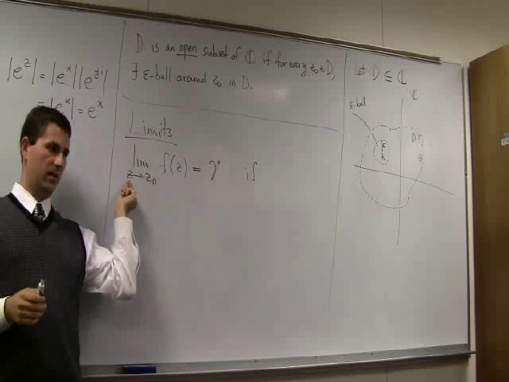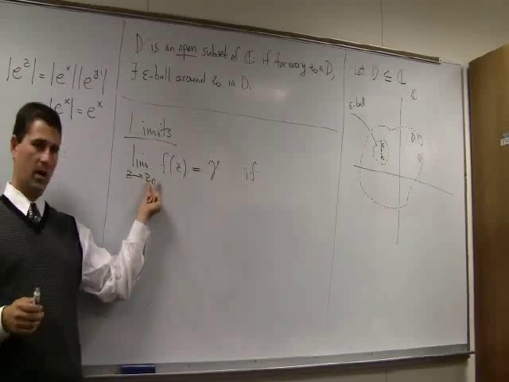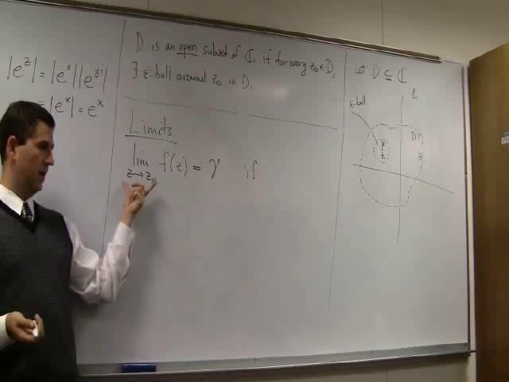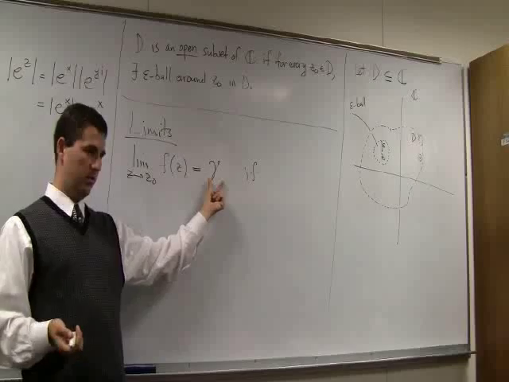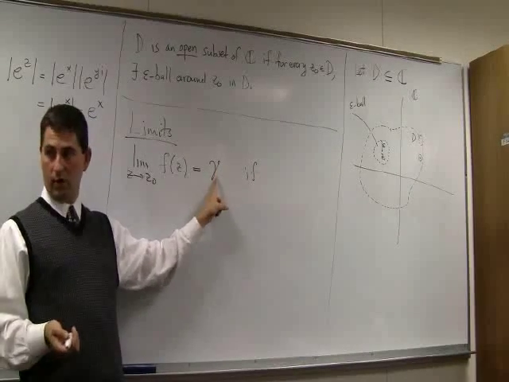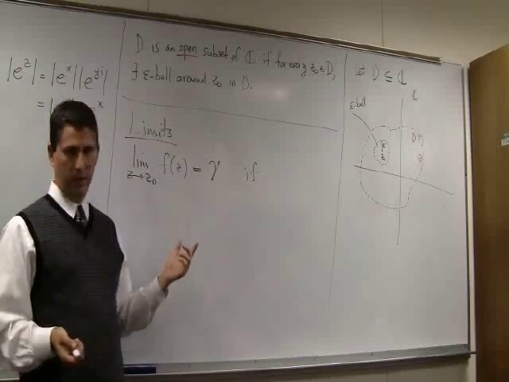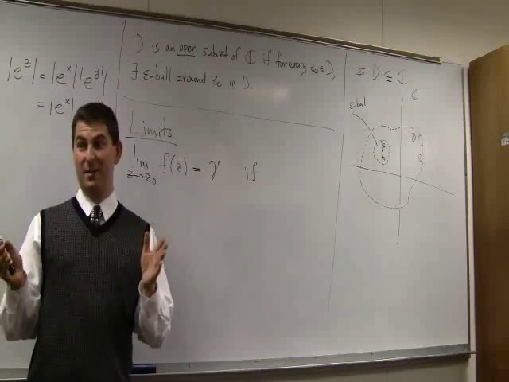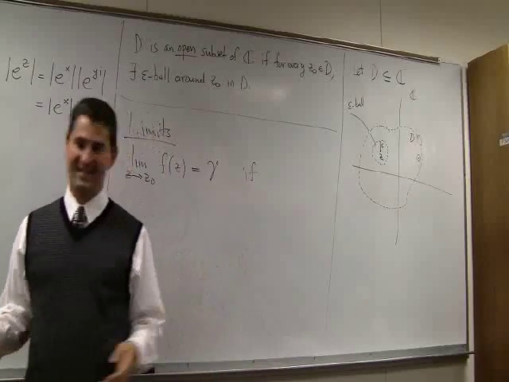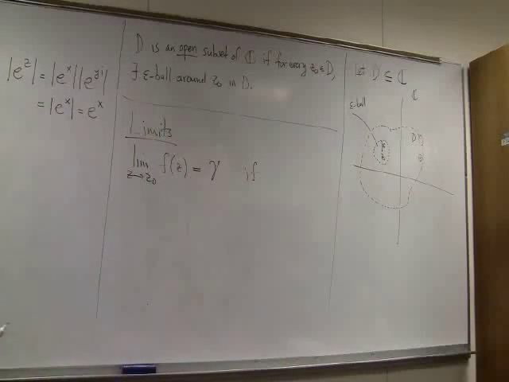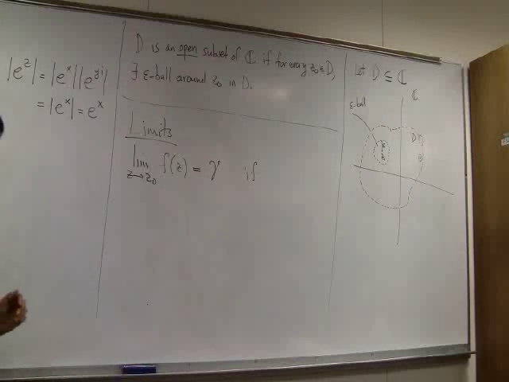This point z is a complex number, and it's getting closer to a fixed complex number z naught. And as it gets close, f of z should be getting close to the number gamma, which is also a complex number. So how close? It has to get close and stay close. What does that mean?